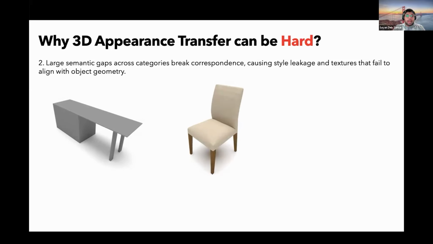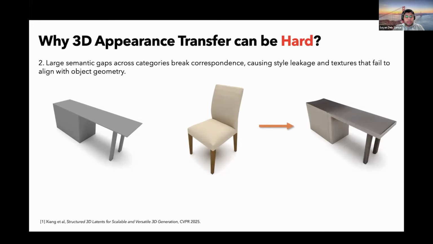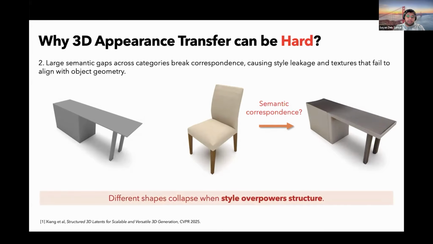To give you an example, let's say you have this table on the left, and you would like to have the same texture and the same appearance as this chair. What you get with Trellis, maybe a few of you are familiar with Trellis, which is a 3D generative method released by Microsoft last year. Now they also have Trellis 2, but Trellis 2 was just released. So this is a 3D generative method, and what happens is that there is no semantic correspondence here. So different shapes collapse when style overpowers the structure.